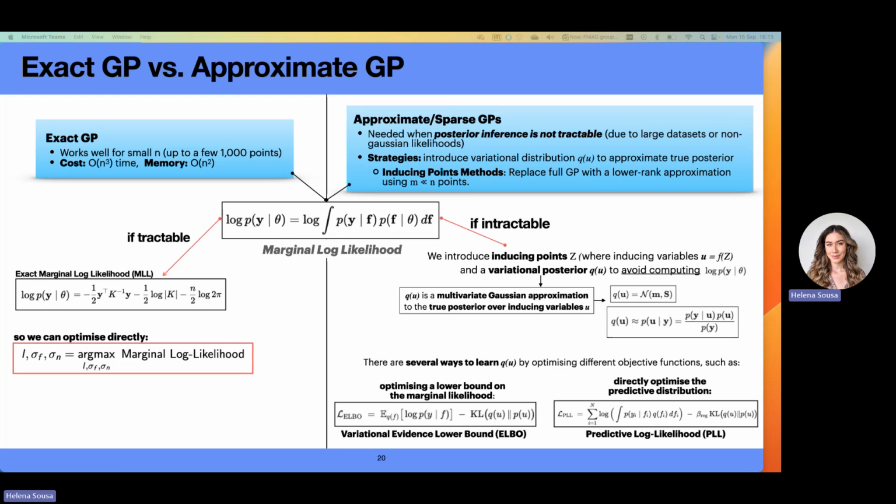And finally, there are several ways that we can optimize this. We can optimize what we call a lower bound on the marginal likelihood. So that's what you can see here. Or we can directly optimize the predictive distribution, and for this we call it the predictive log likelihood. I'll also talk a bit more in detail about these two types of objective functions a bit later.